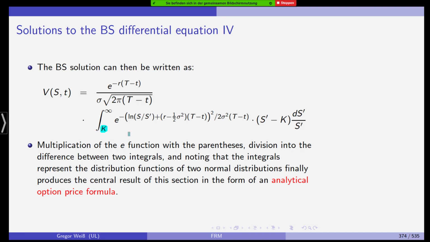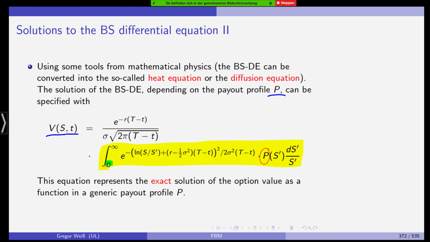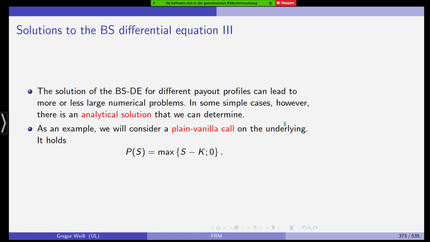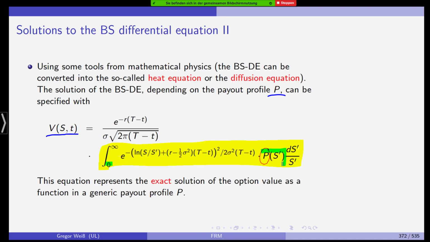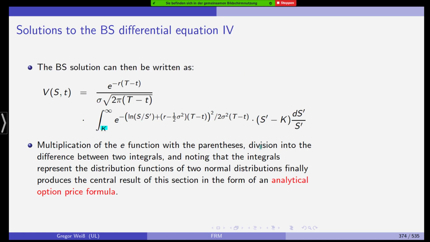Okay, 0. And as you can see here, payout. And we now have S minus K here. And that's the Black-Scholes solution.